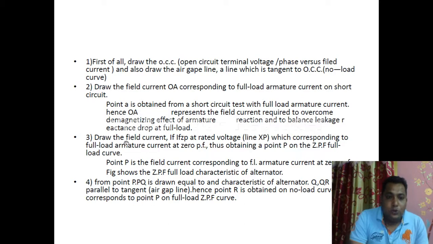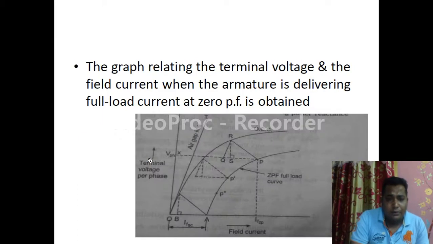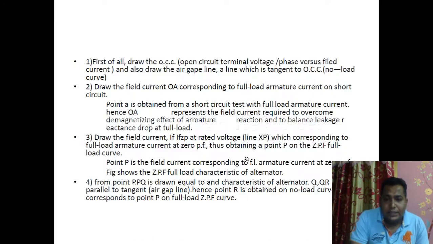Draw the field current OF at rated voltage, corresponding to the full load armature current at zero power factor, thus obtaining a point P on the ZPF full load curve. So let us see. This is the rated voltage. From there, if we draw, we will get a point P. So that is the point P on the ZPF full load curve.